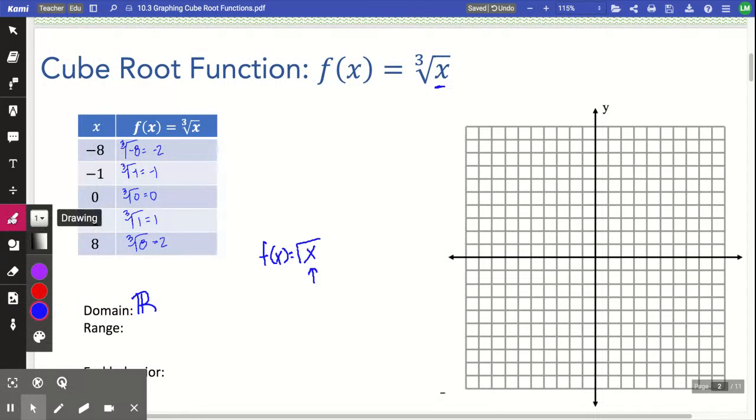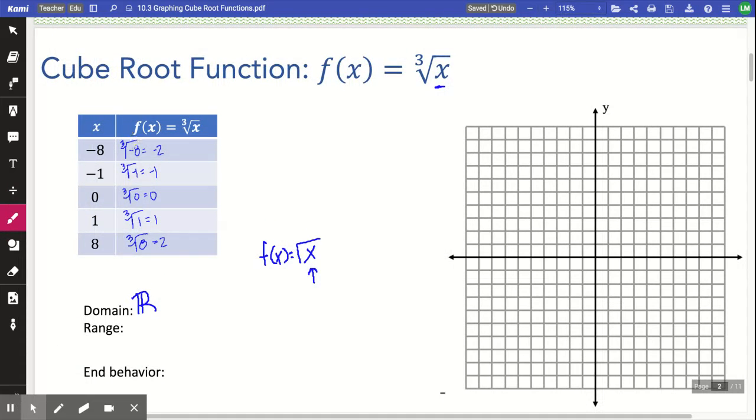Okay, we've plugged some values into our t-table for x. Again, we can take a cube root of a negative number. So the cube root of -8, or what number times itself 3 times equals -8, is -2. So if we plot these points on our graph, you'll notice that we have some symmetry here.